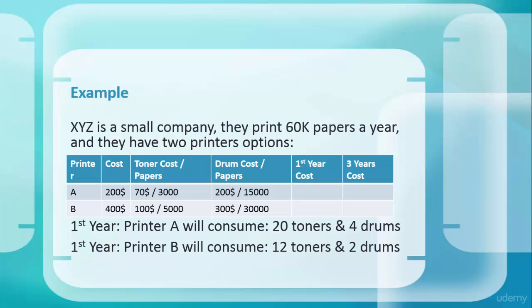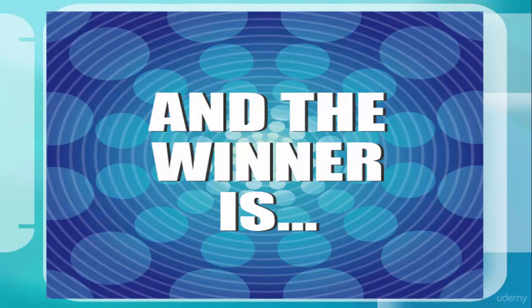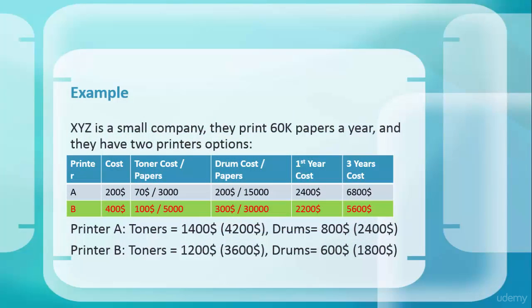As we see, all prices for printer B appear to be higher, but if we do the math and calculate the printing costs for the first year with each printer and again do the calculations for 3 years use, do you know what we will get? True, printer B wins, and it's cheaper on 1 year and 3 years comparison. So be careful next time you choose a printer.